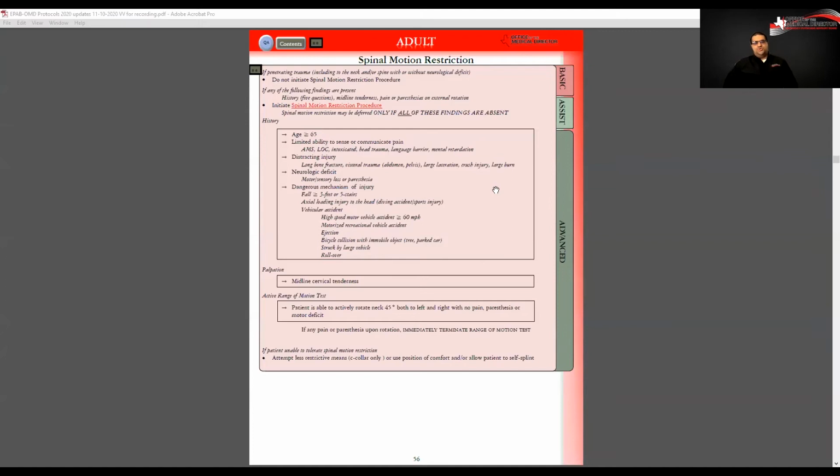So spinal motion restriction, no real big changes to the indications, except for one, which has really been in the literature for a number of years now. Patients with penetrating trauma, so we're talking about gunshot wounds or stab wounds or things like that to the neck or to the spinal cord, whether they have neurologic deficits or not, they do not need to be placed in spinal motion restriction. Now, that doesn't mean have them bend over and twist sideways and move all around.